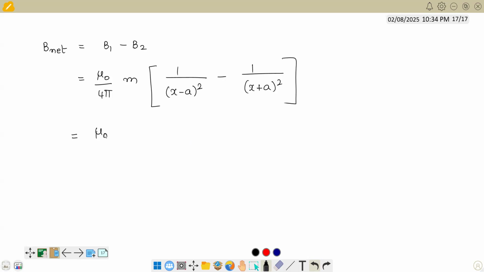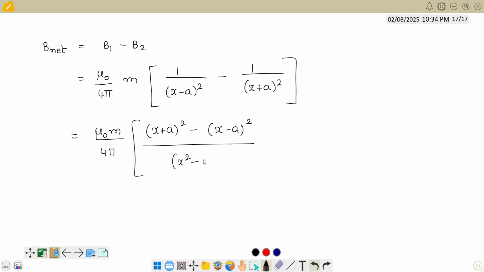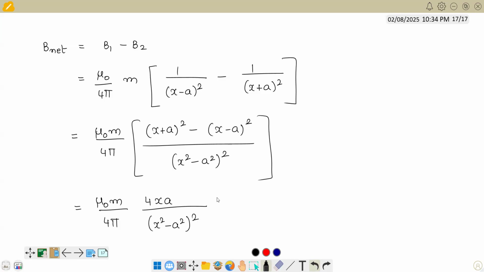So you will get mu naught m by 4 pi, x plus a whole square minus x minus a whole square, and (a plus b) into (a minus b), that is a square minus b square, whole square. What is a plus b whole square minus a minus b whole square? It is 4ab. So mu naught m by 4 pi, I'll get 4xa divided by x square minus a square whole square. So this is the final conclusion that we get.